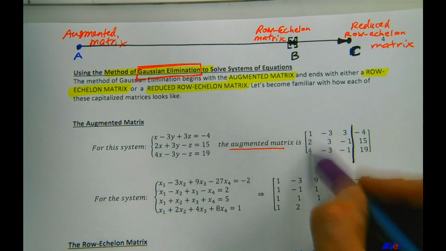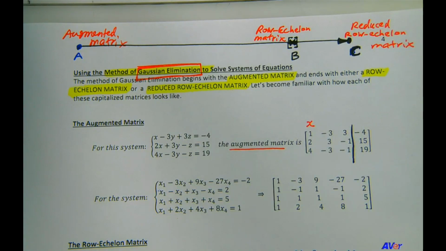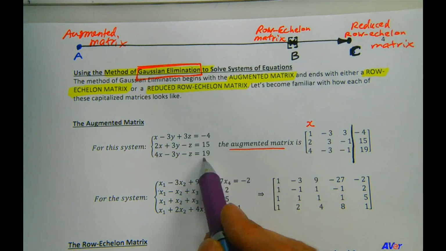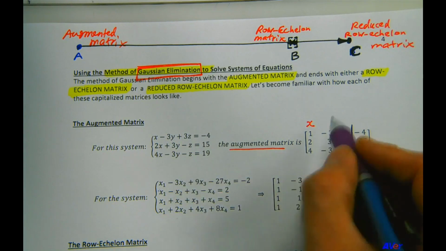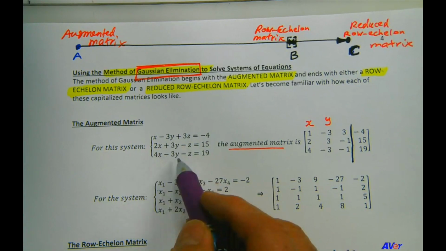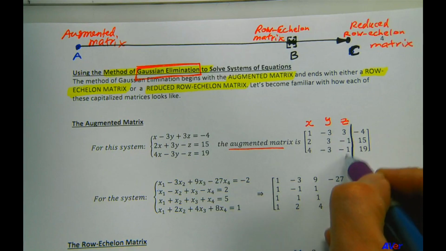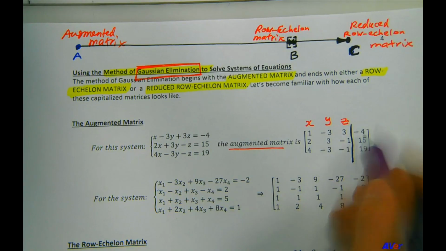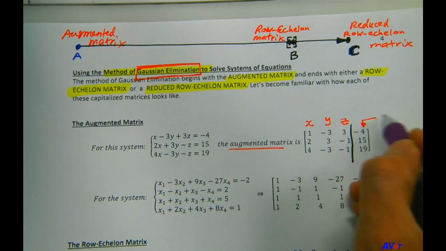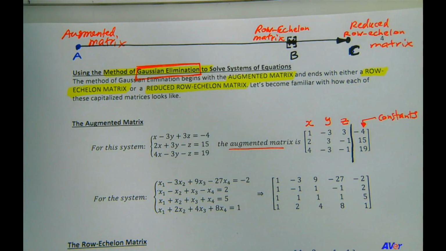So the first column are the coefficients of variable x. Look back and forth between these two. The second column are the coefficients of variable y in these three equations. And the third column are the coefficients of variable z. And the far right-hand side, these are just constants. They're not coefficients of any variable. They're just constants.